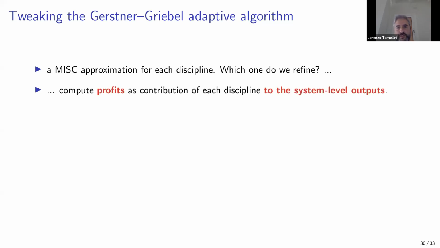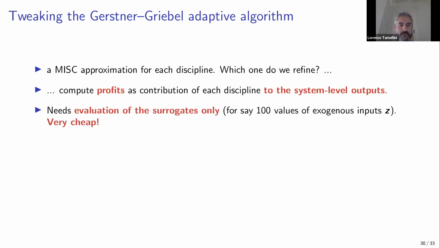If that is good enough for our purpose and it is more important to refine the lifetime model, for instance, then we refine that one only, okay? Because everything is related to the outcome at the system level rather than to the outcomes of each discipline.